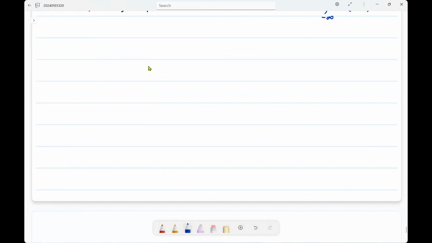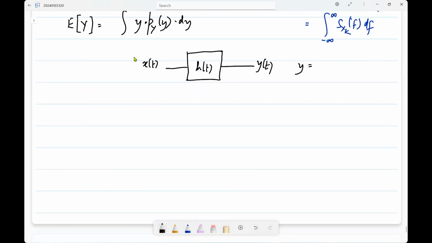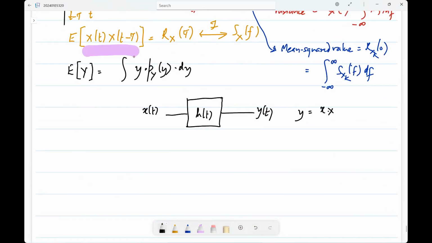Now, our goal is to calculate what happens in circuits, right? So first, how do we do circuit analysis? We have some signal x of t, and it goes through some system with an impulse response h, and out comes y of t. So you can calculate y as the convolution of x and h, right?